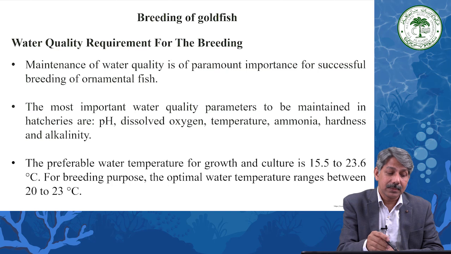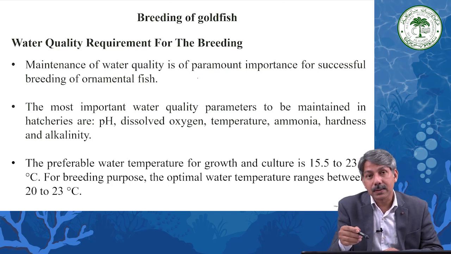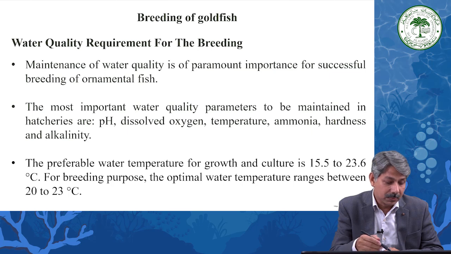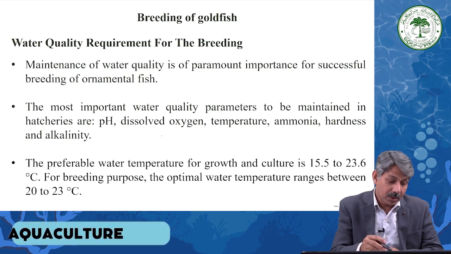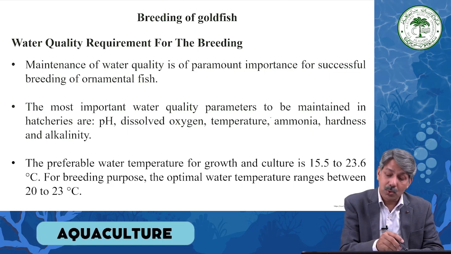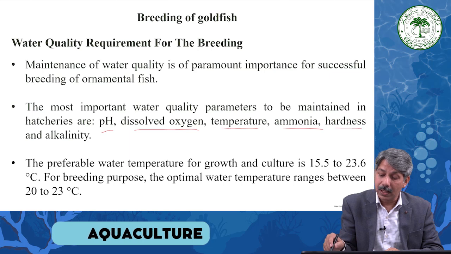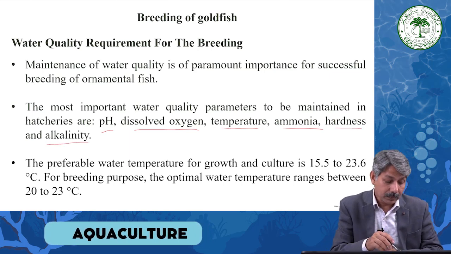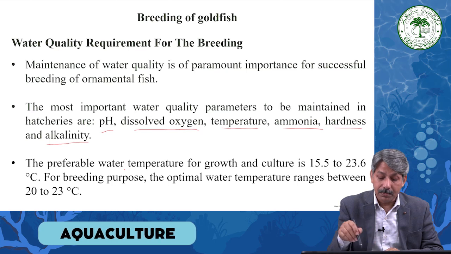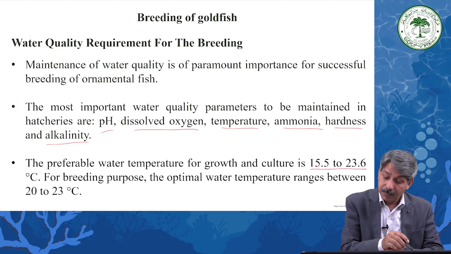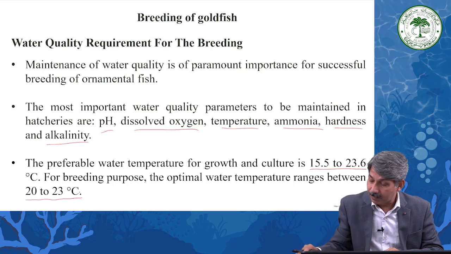Breeding of goldfish, maintaining water quality. We all know that water quality provides the optimal ambient environment to the fish for its physiological activities. So that is going to influence the breeding and maturation process. The most important water quality parameters to be maintained in hatcheries are pH, dissolved oxygen, temperature, ammonia, hardness, and alkalinity. The preferable water temperature for growth and culture is 15.5 to 23.6 degrees centigrade. For breeding purposes, the optimal water temperature ranges between 20 to 23 degrees centigrade.